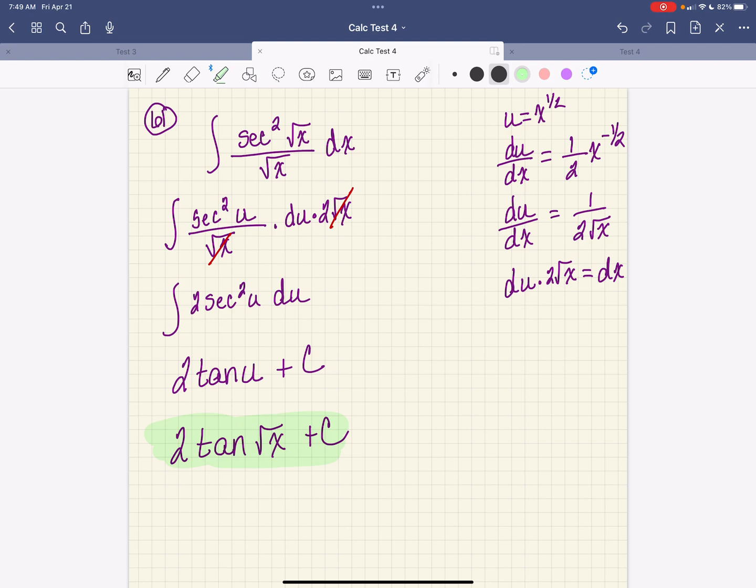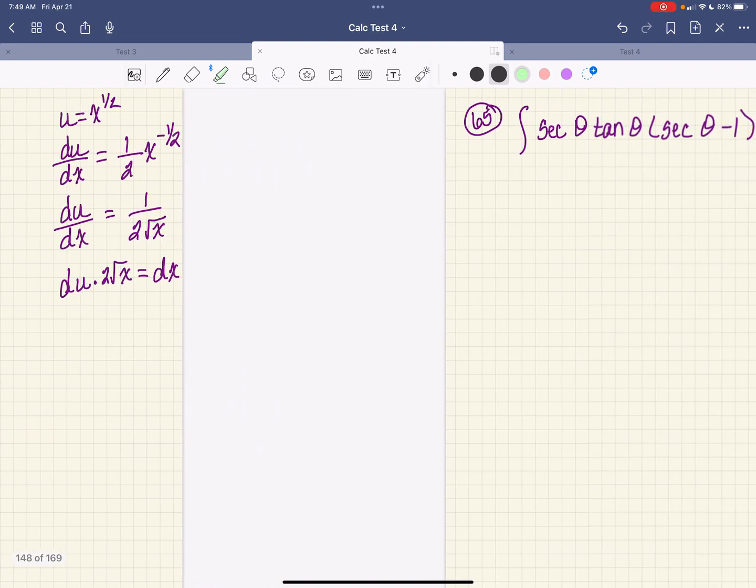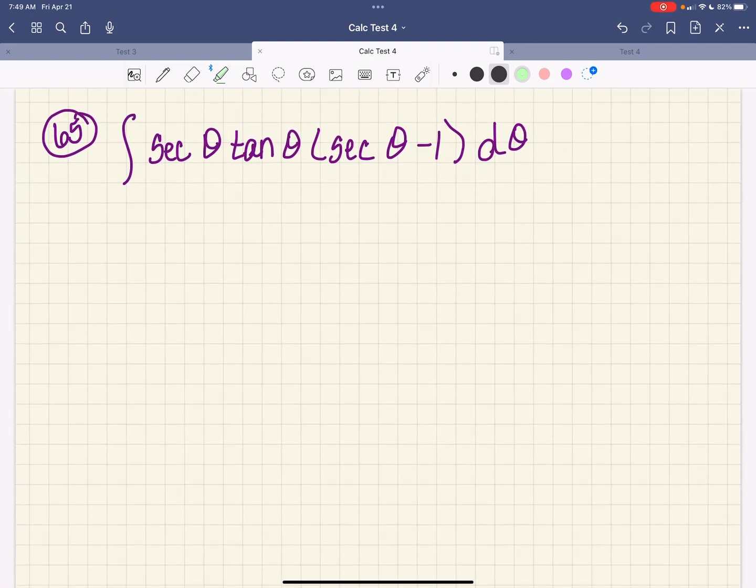And then we have number 65, which is a beautiful algebraic trig problem that has quite a few steps. We're going to do probably a half a page of rewrites before we even get to taking the antiderivative. Lots and lots of stuff going on here. So the first thing I'm going to do with this one is rewrite using sine and cosine.